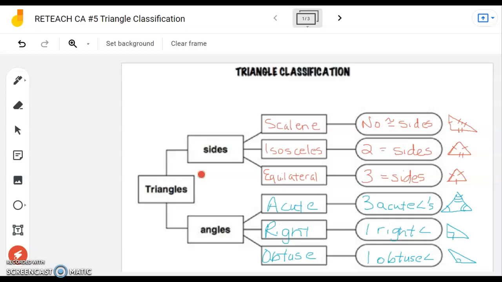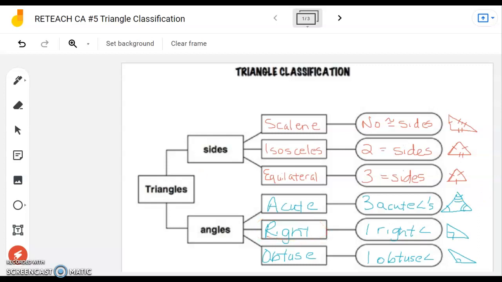So if you see an acute triangle, an acute triangle has three acute angles. That means that's going to be less than 90 degrees. All three angles will be less than 90 degrees. Okay, then we have our right triangle.